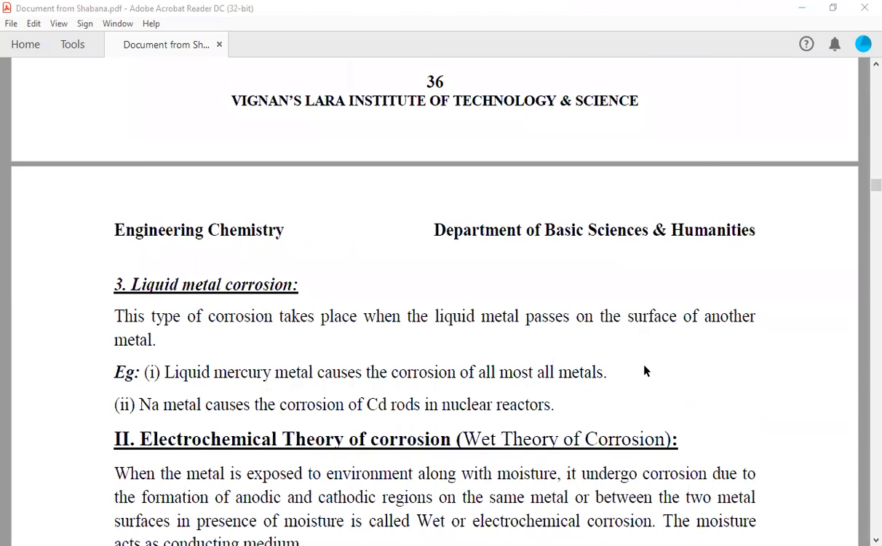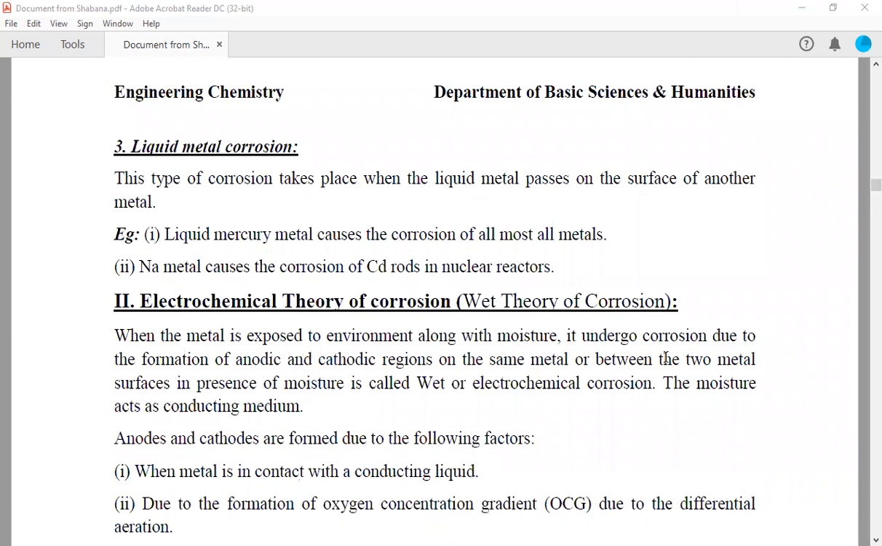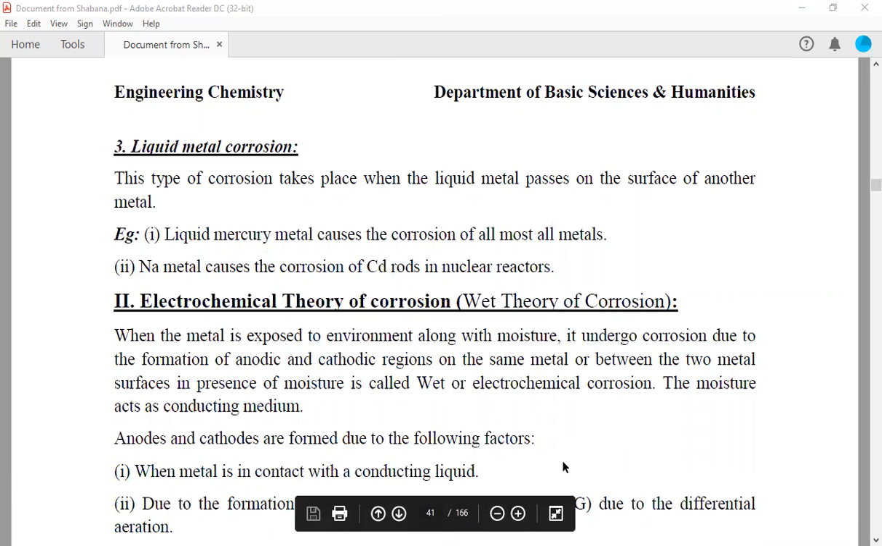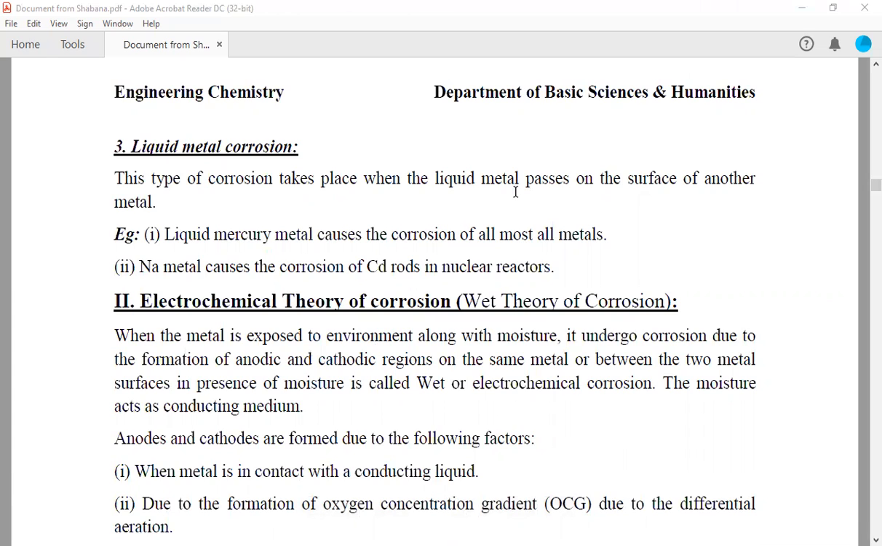Coming to the last type of corrosion, which is known as liquid metal corrosion. This type of corrosion takes place when a liquid metal, the best example being liquid mercury, passes over the surface of another metal. That means the chemical action of flowing liquid metal at high temperature on a solid metal or alloy produces liquid metal corrosion.